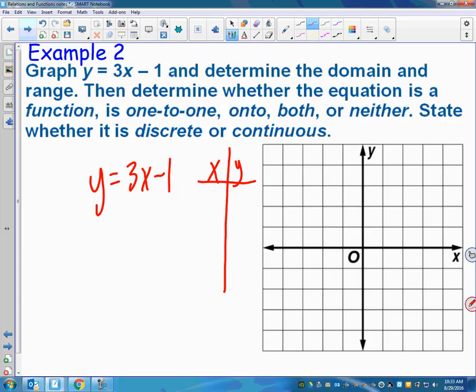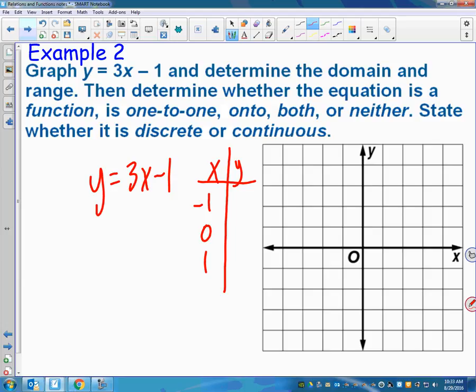What are your favorite numbers to pick? I usually pick -1, 0, +1. They're easy. Lots of people hate negatives, so they pick 0, 1, 2. Those are good ones to pick too. You could pick 7. You could pick 1,000,000 if you want. I don't have 1,000,000 on my graph here. I'm not even going to pick 7 because I don't even have 7 on my graph. These are my favorite numbers to pick.